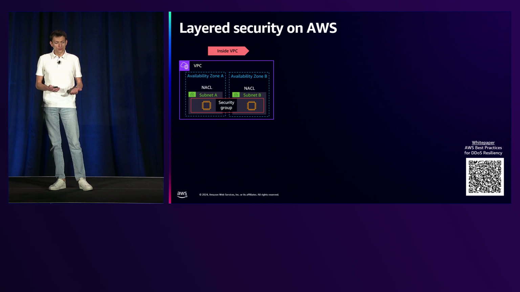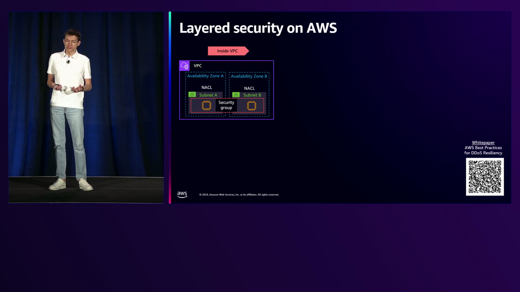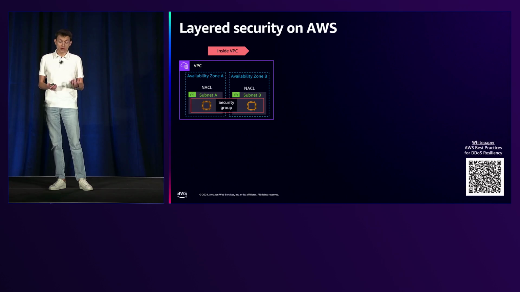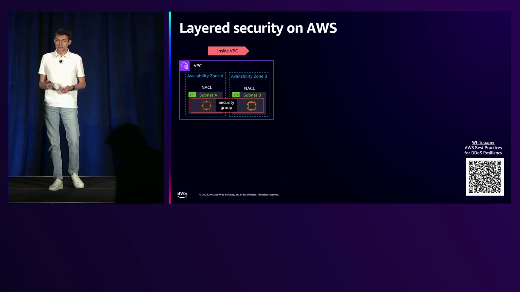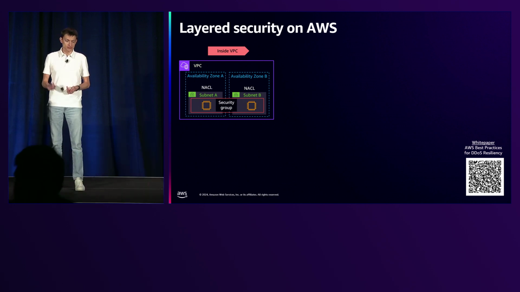In general, you would want to minimize using network access lists because they are really hard to manage. There are some limits on the number of rules, but also dealing with ephemeral ports is actually quite hard. But with security groups, you want to leverage them as much as possible.